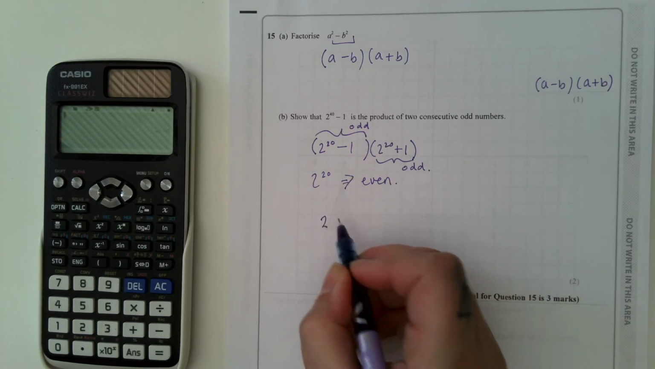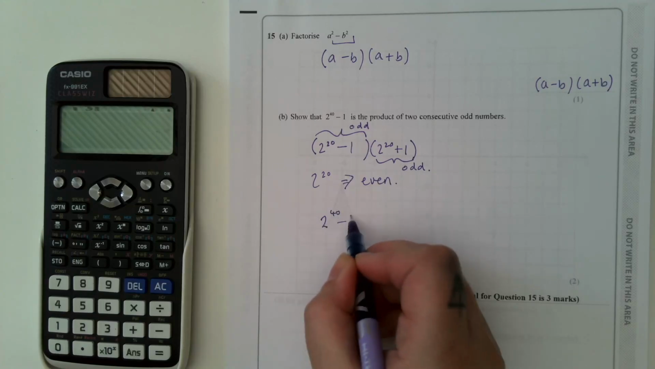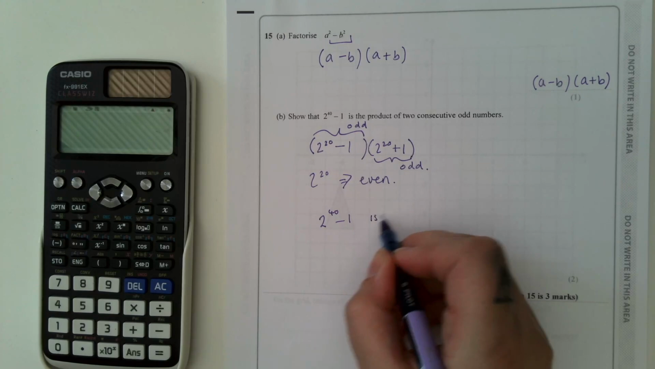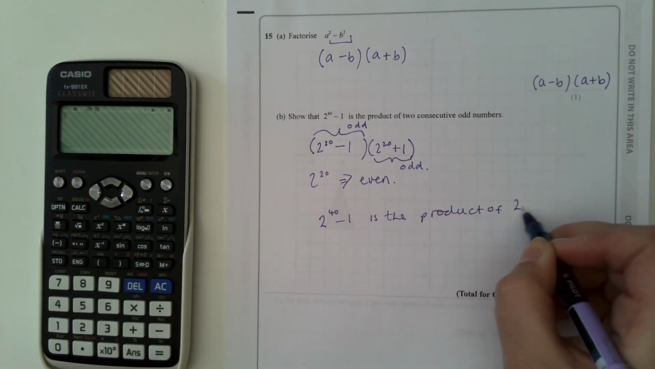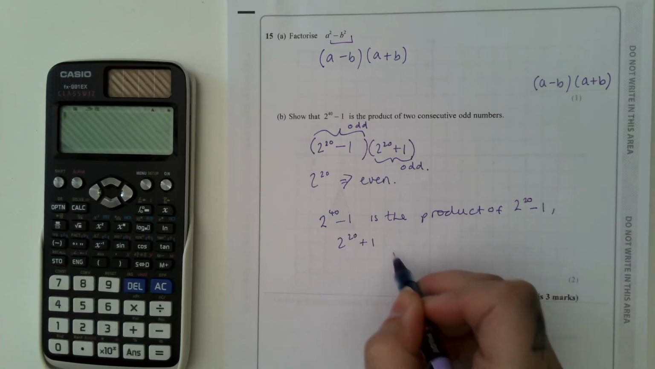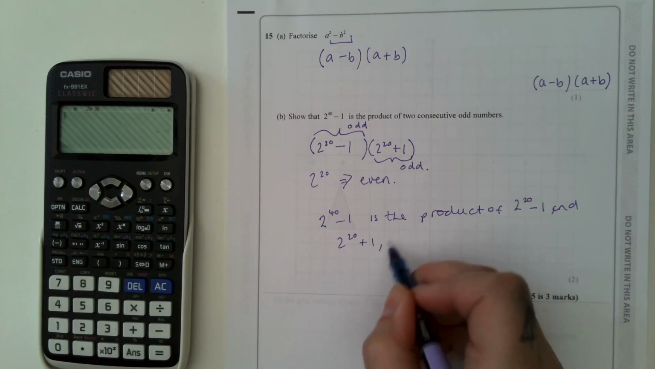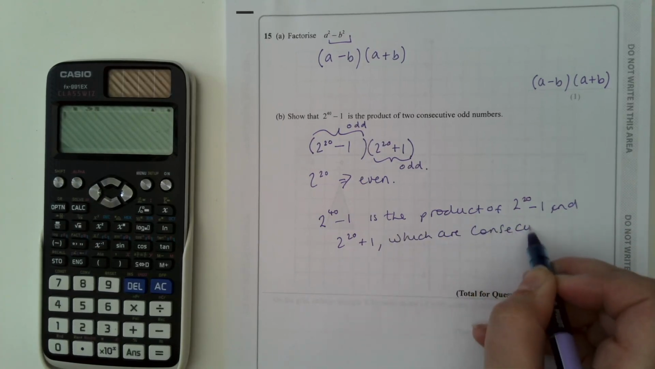So 2 to the power of 40 subtract 1 is the product of this and this, which are consecutive odd numbers.